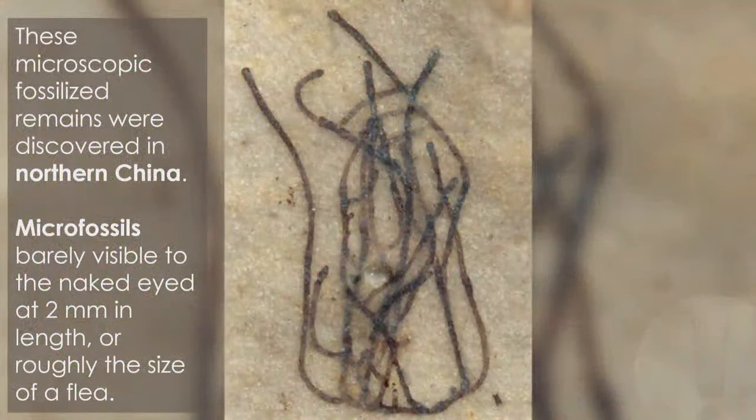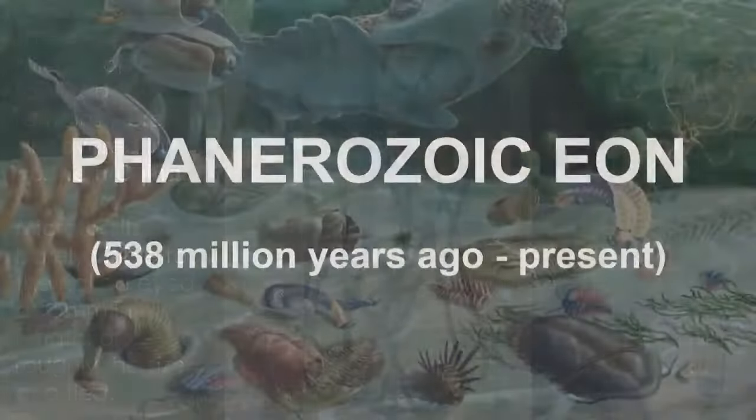And so there are these microscopic fossils discovered in northern China, and unfortunately I don't have one of these. This is kind of like having the first feathered dinosaur. Definitely beyond my budget. But these tiny little microscopic fossils, barely visible to the naked eye, 2 millimeters in length, roughly the size of a flea. But they found these, and these are considered, as far as we know, the ancestors of all living land plants.